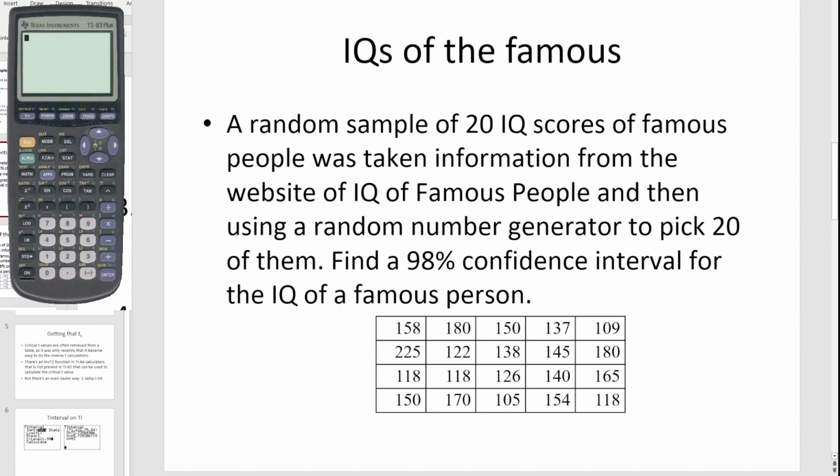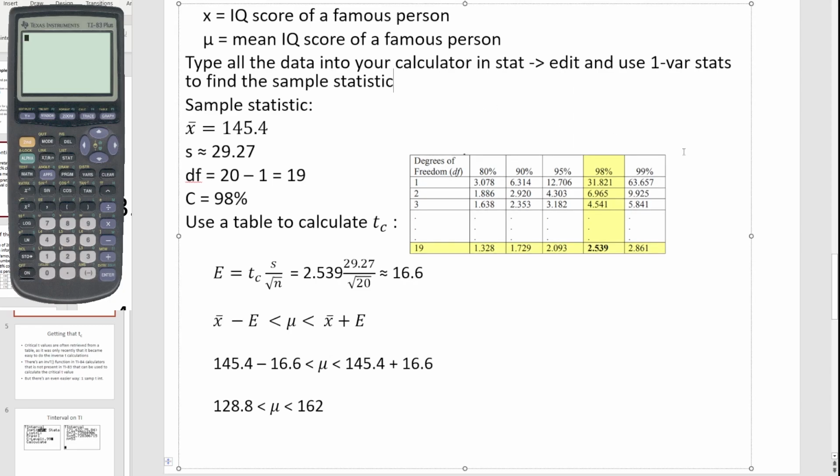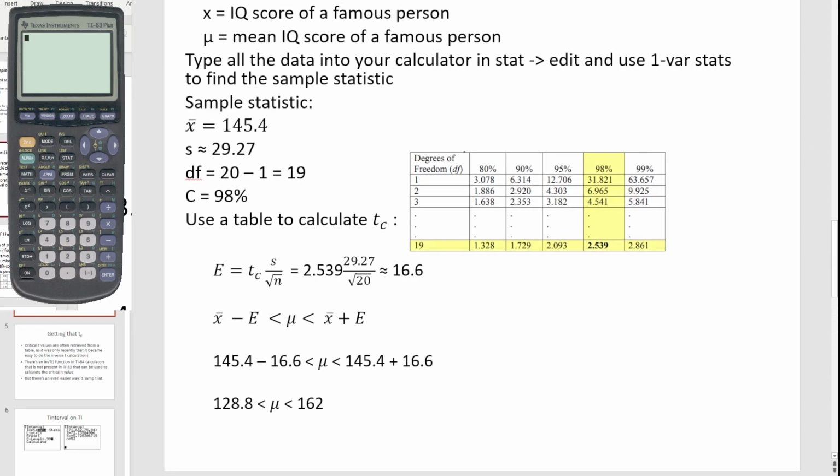And now that we have everything typed into our calculator, we can state our random variable and our parameter in words. Our random variable X is the IQ score of a famous person. Mu is the mean IQ score of a famous person. Again, we have typed all of the data into our calculator. So now what we're going to do is we're going to go to stat. Then we're going to go right once to calc. And then we're going to choose one var stats and hit enter.